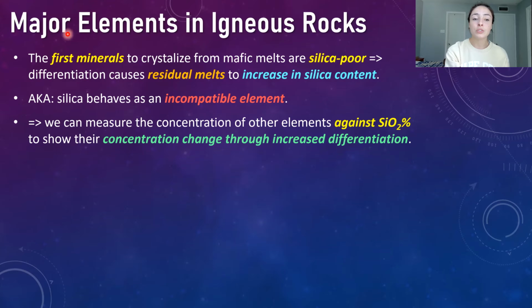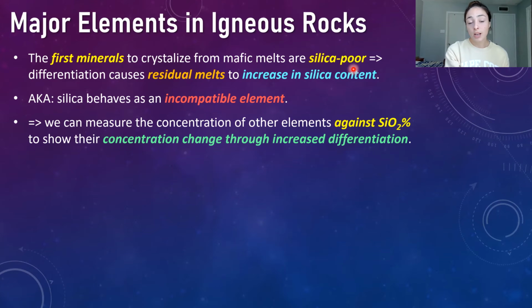So the first minerals to crystallize from mafic melts are silica poor, and therefore differentiation causes the residual melt, the leftover stuff, to increase in silica content. And this means that basically silica is kind of behaving as an incompatible element. So we don't just have to think about the compatibility and incompatibility of these things as just elements.